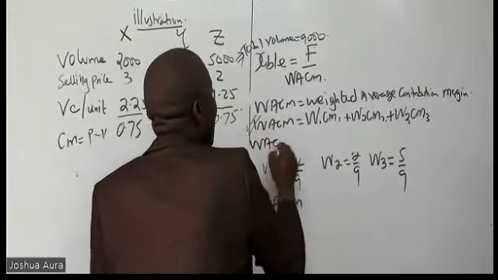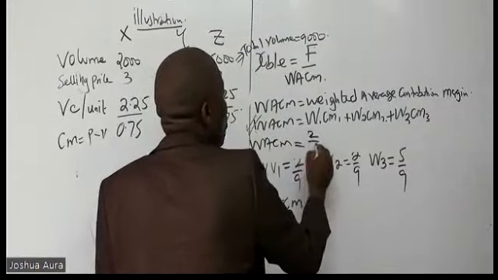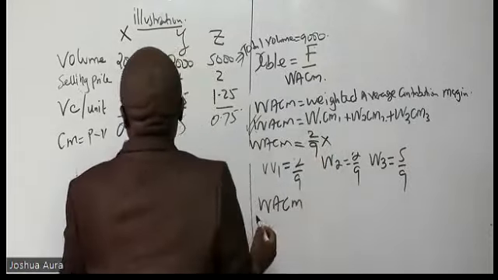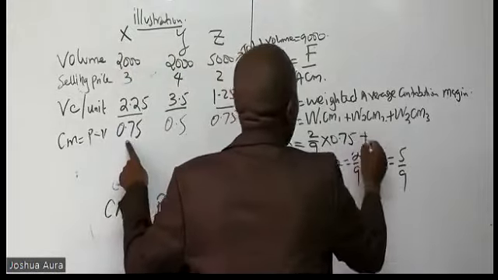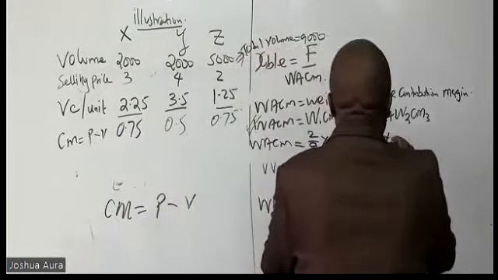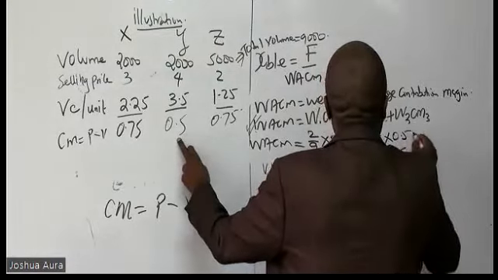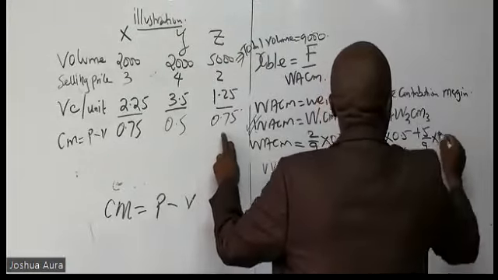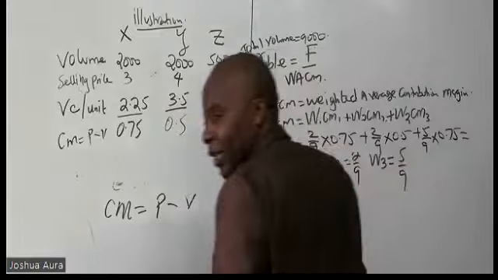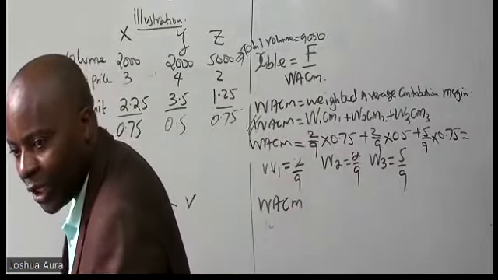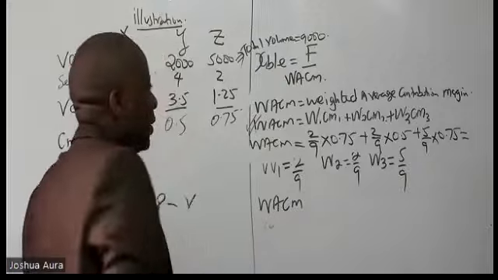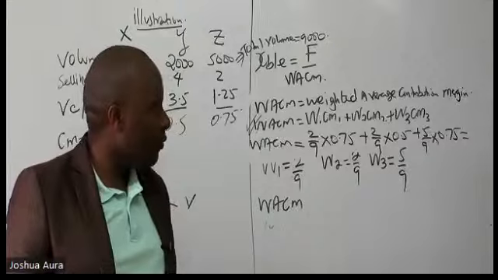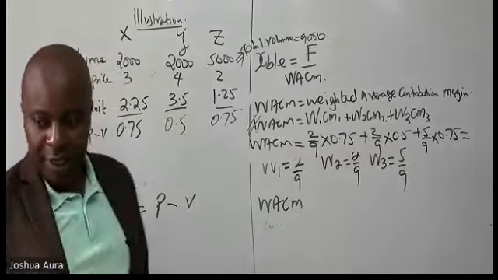So my WACM here will be equal to weight 1, which is 2/9, times contribution margin 1, which is 0.75, plus weight 2, which is 2 over 9, times contribution margin 2, which is 0.5, plus weight 3, which is 5 over 9, times the third contribution margin here, which is 0.75. So at the end of the day, what figures are we getting? We are getting 0.834. According to my own, the final answer is 0.834.